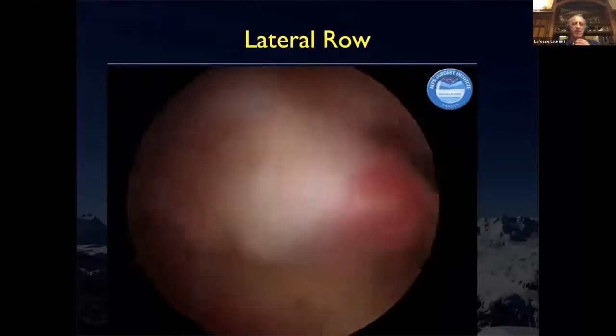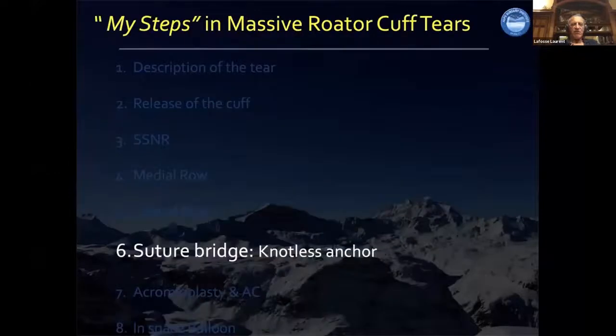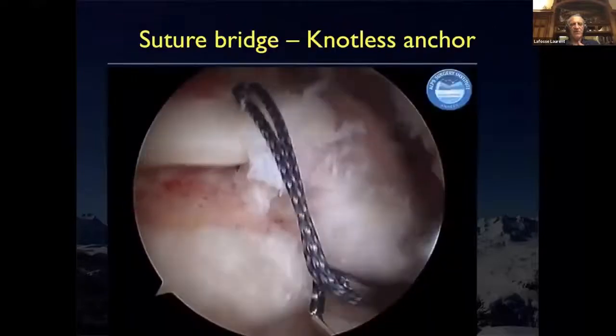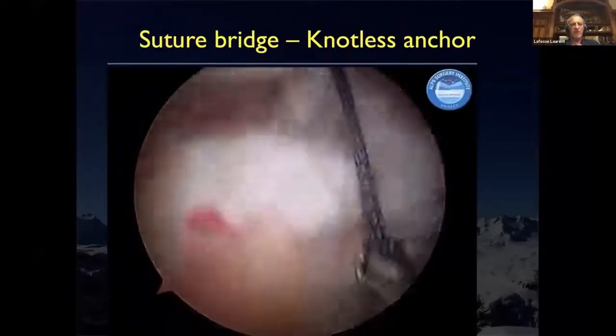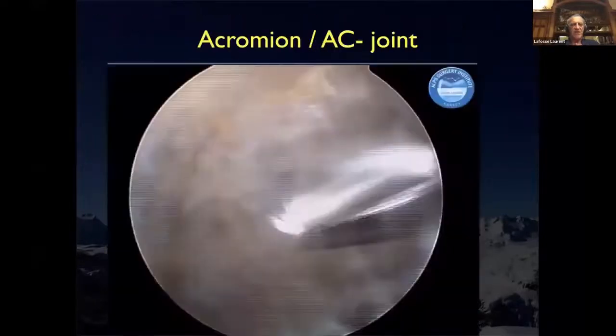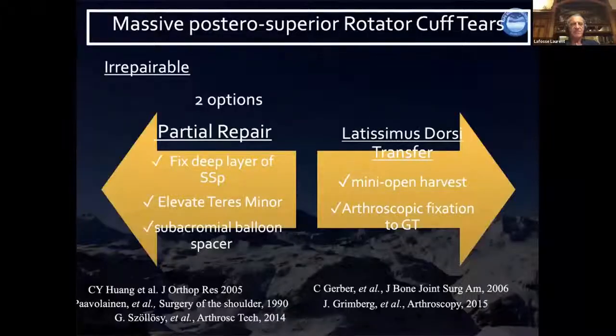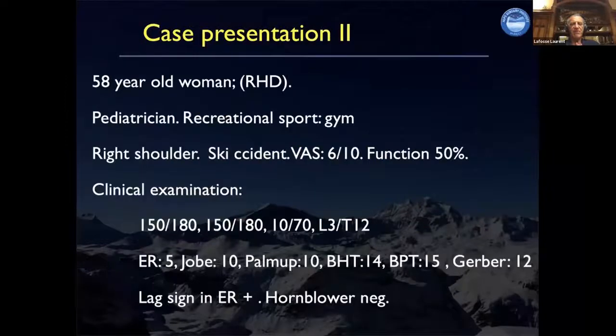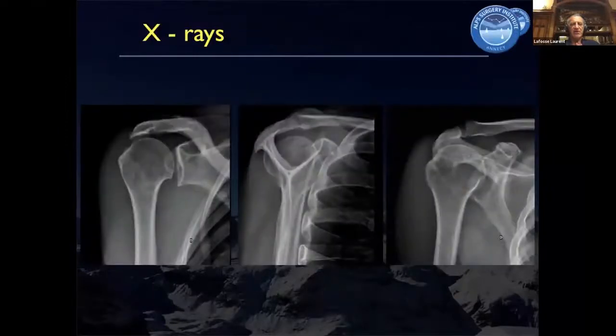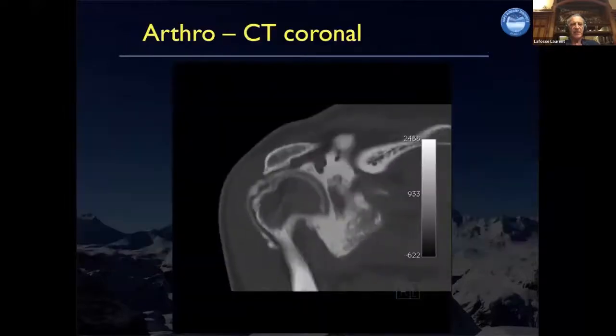So I will do my double row repair like I showed you before, which is fine. And then I will use the suture bridge as I showed before, which is okay. Acromioplasty, and I will do. And now, what about some people who have a non-repairable? This is a non-repairable. That will be my last video that will take 2.5 minutes.